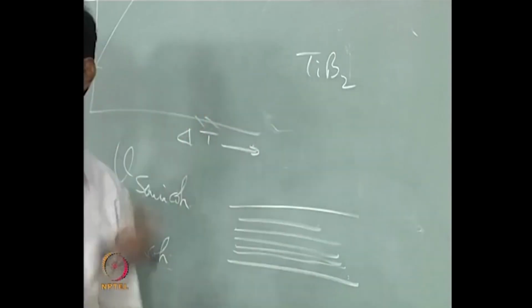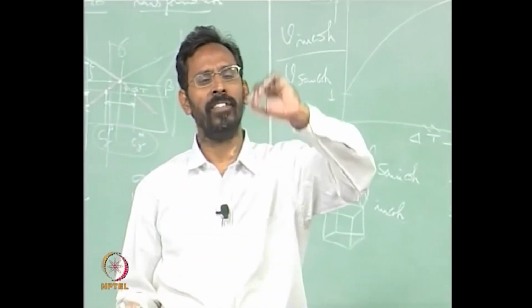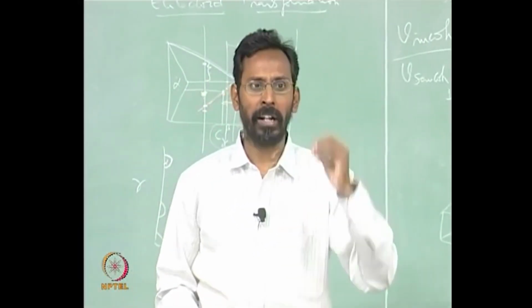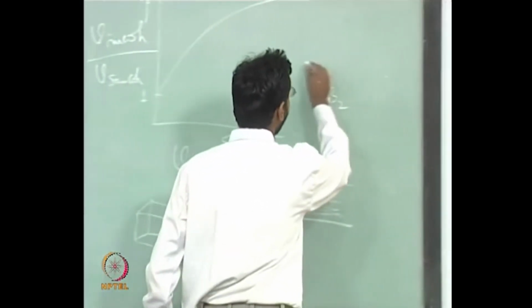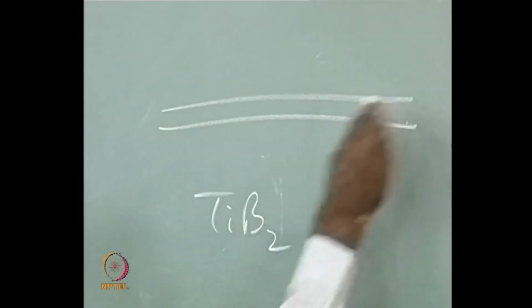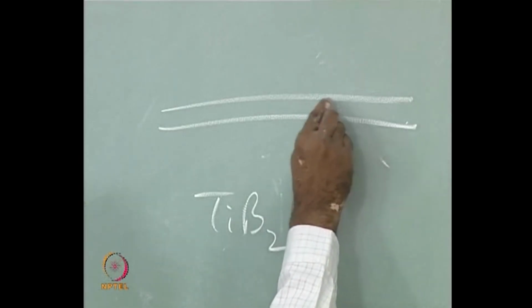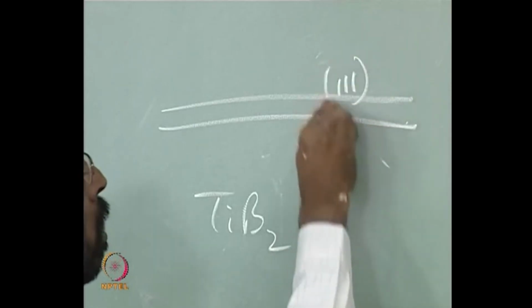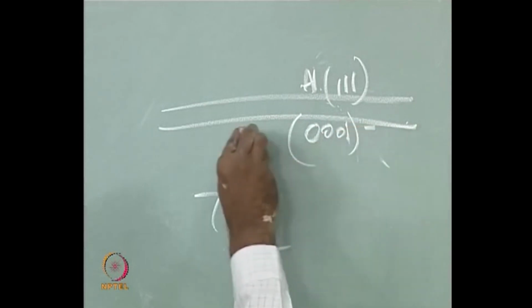So once I add TiB2 to aluminum, aluminum is nucleating on TiB2. Where does it nucleate? Basal plane. Am I right? The basal plane of TiB2 has the same orientation, the same atomic packing with respect to the 111 plane of aluminum. So that means if there is a plate of TiB2 on which aluminum has nucleated, aluminum will nucleate in such a way that this is the 111 plane of aluminum on the 0001 plane of TiB2.